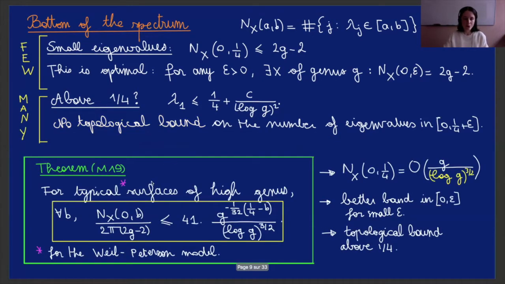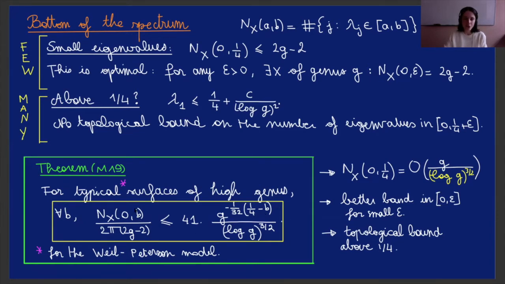So the first result I want to present is the fact that for typical surfaces, so I'm going to explain a tiny bit more later, but I don't want to put the emphasis on this too much right now. Typical surfaces means most surfaces for a certain probabilistic model, which I'll introduce quickly later. But just now you need to think it's most surfaces. So for most surfaces of high genus, the number of eigenvalues between 0 and b divided by the area of the surface can be bounded by something like this.